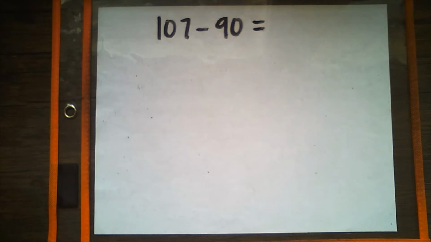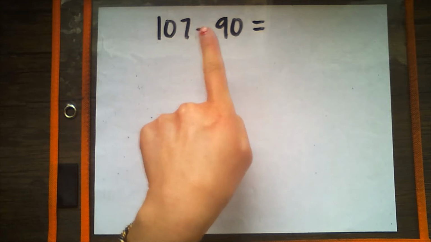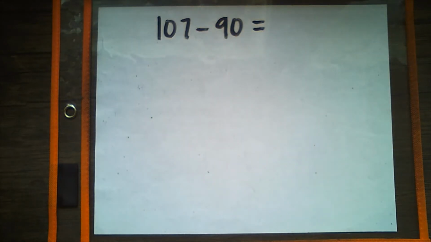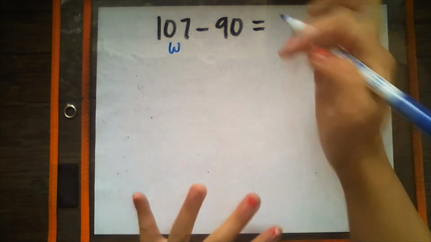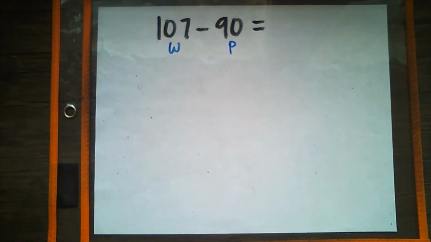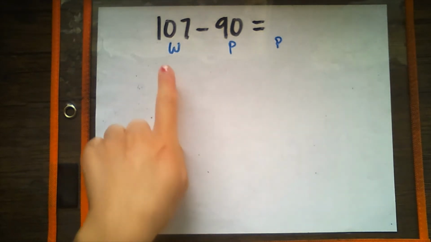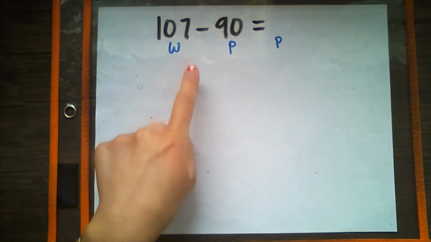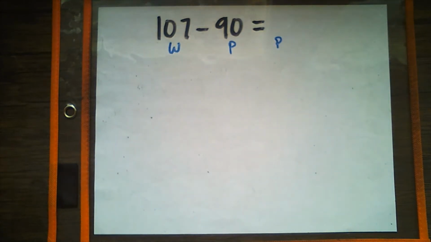Welcome to the teacher model. Let's go ahead and begin by reading our number sentence. 107 minus 90 equals. Now let's go ahead and label our number sentence. My friends, we remember that in subtraction, we always begin with a whole, followed by a part that is given. Then we understand that we are looking for a missing part. Can we break apart 107 by making 100 and some ones? Yes, we can.